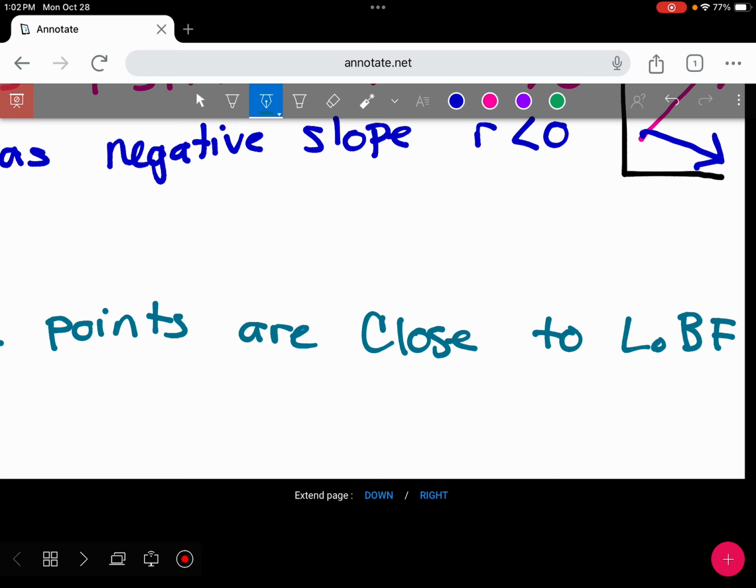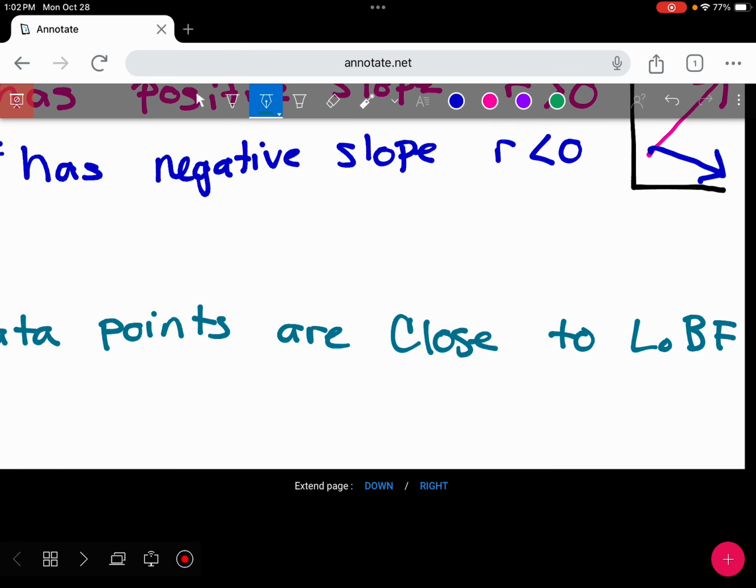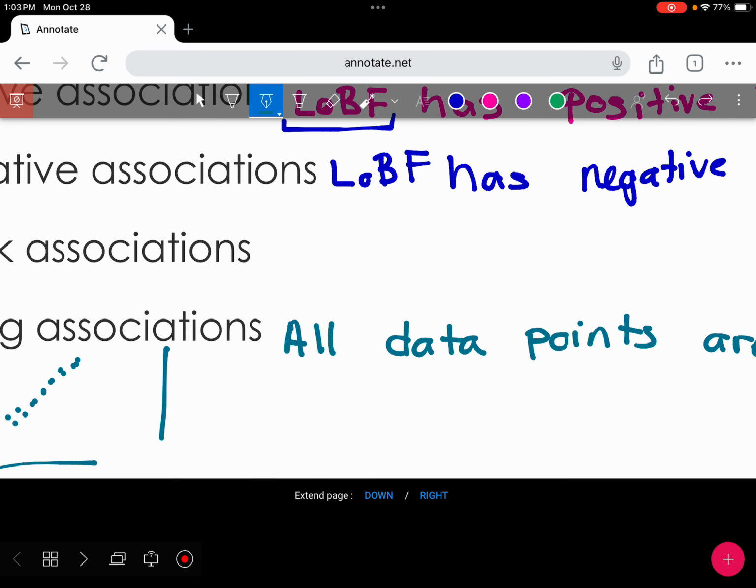And what our strong associations are going to be is they're going to get closer to the extreme. So it's going to be closer to 1 for a positive association or closer to -1 for a negative association. So we could have a strong association that is negative, and that would look like this. So we could have a positive strong or we could have a negative strong. Both are strong associations. I can very clearly see where that line is. And those will be closer to 1 or -1.